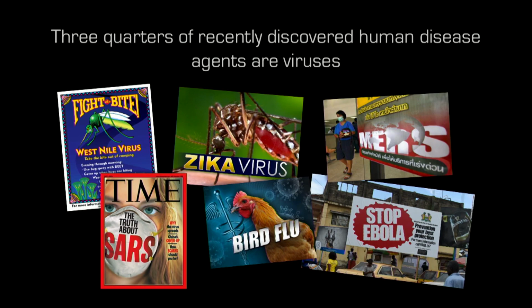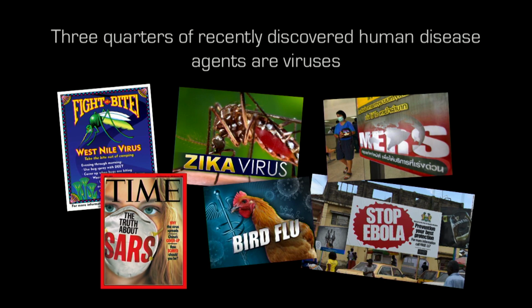Okay, so 3/4 of recently discovered human diseases are caused by viruses rather than bacteria. And most of these viruses have an RNA genome rather than a DNA genome. And most are transmitted from an animal source to humans and then changed to be able to go human to human. And so there are 1 to 4 new human pathogens discovered each year.